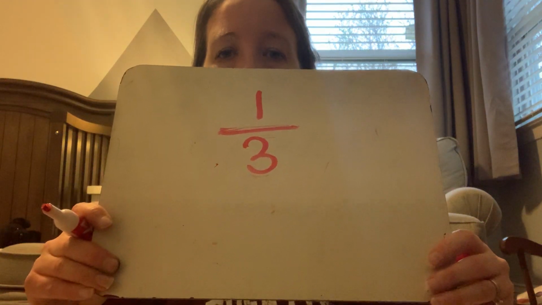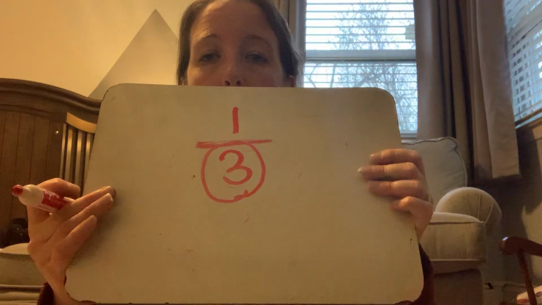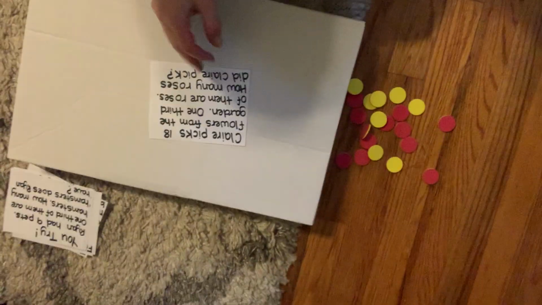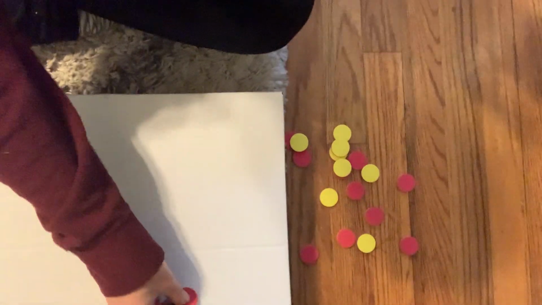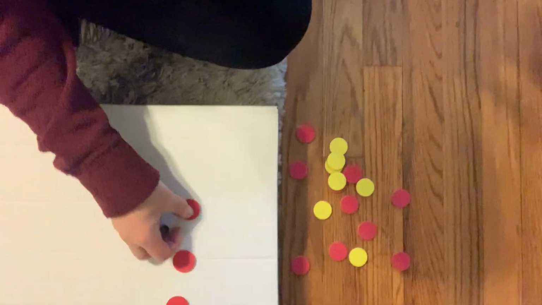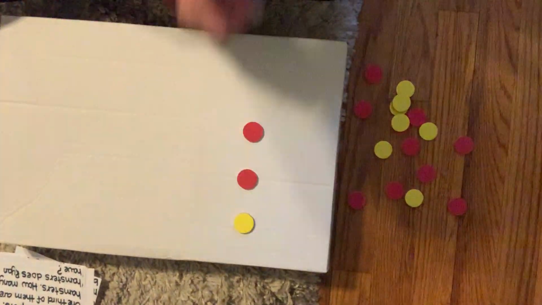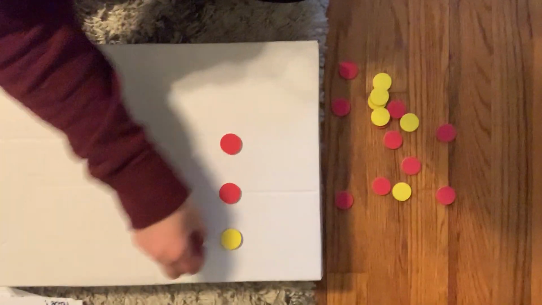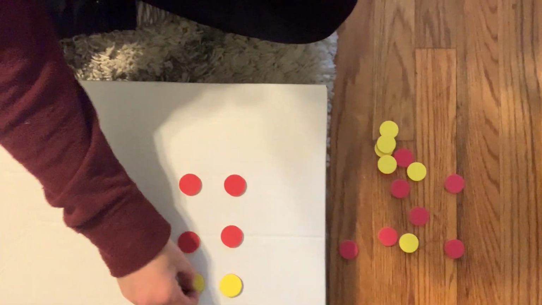1/3, which means they should be placed into groups of 3. So, camera trick time. Let's see. I need 18 flowers in groups of 3. 1, 2, 3. And remember, 1/3 of them are roses. So this one is a rose. 4, 5, 6. This one is a rose.